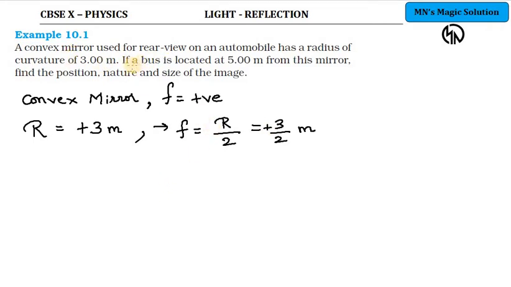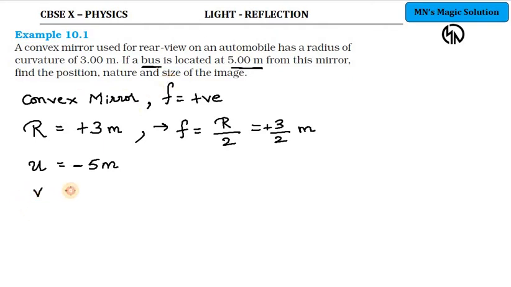The next part of the question is, if a bus is located at 5 meter from this mirror. So the next hint is a bus. It is located 5 meter from the mirror. So the bus is the object here, and 5 meter distance is the object position. So object position u is taken as 5 meters, and always it is taken towards the left, therefore it is always negative. u value is always negative, it is minus 5 meters. Now you have to find the position of image, nature of image, and size of image.